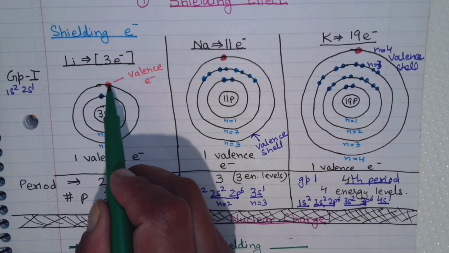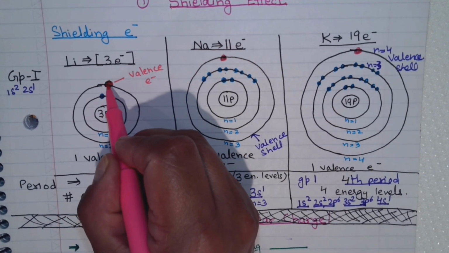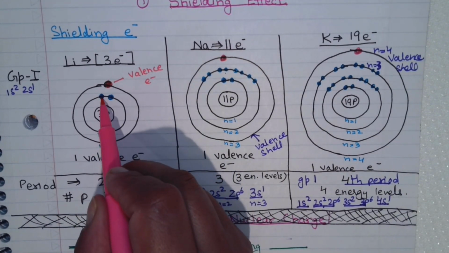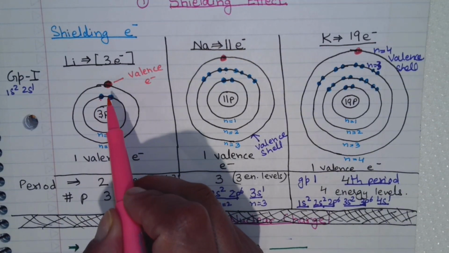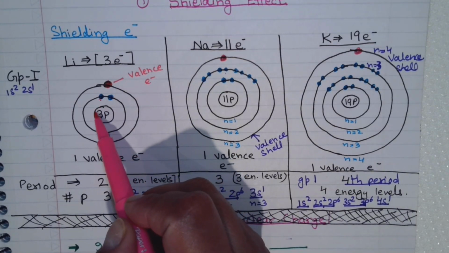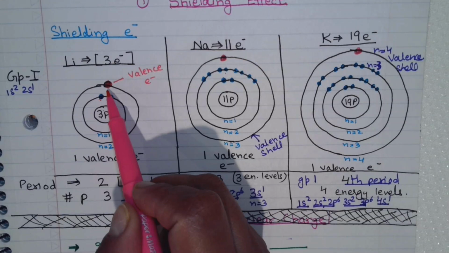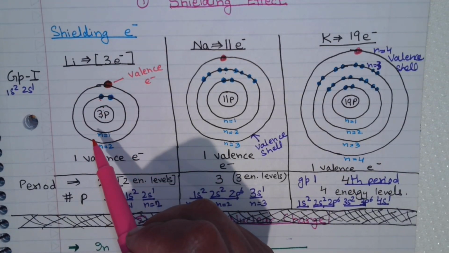But look at this pink electron, right? That's the valence electron in lithium. So that is blocked by these 2 electrons. These 2 electrons are like shields, right? They are blocking the pull of the nucleus from this pink electron, the valence electron, right?